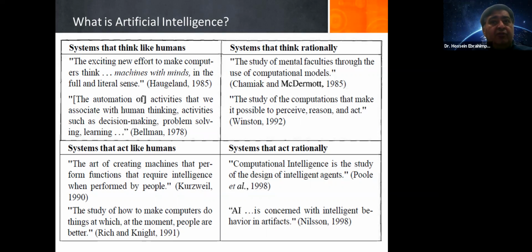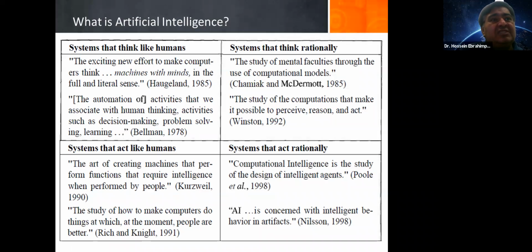So we have four different definitions from four different groups of people, and it is very important which one of these we use. If you believe in acting rationally, you need to make an artificial agent. But if you believe in this definition here, thinking like a human, you need to understand how a system can think like a human.